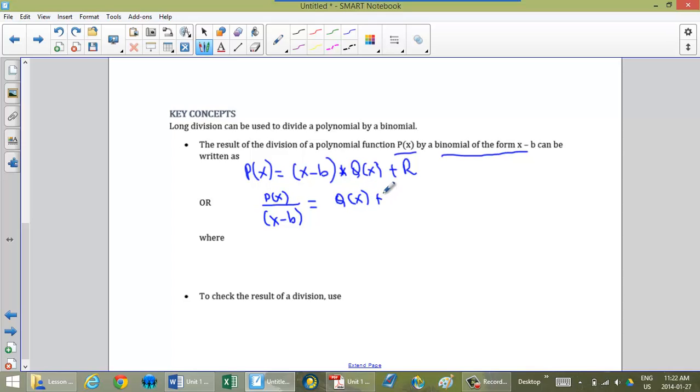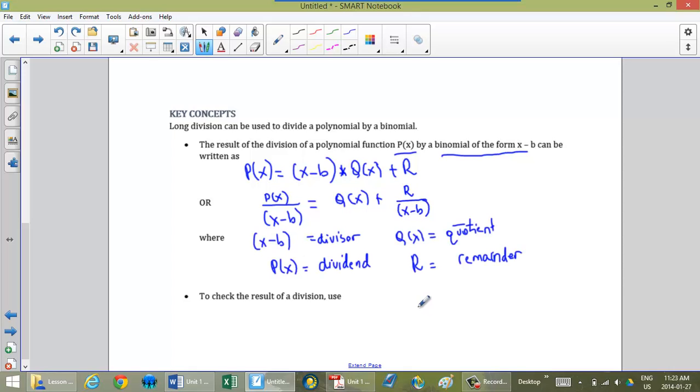However, I want you to be very careful because it doesn't equal quotient plus remainder. It's the quotient q of x plus the remainder divided by x minus b. So please be very, very careful. And to check the results of a division, you can use any of the two forms to check the results of that division.